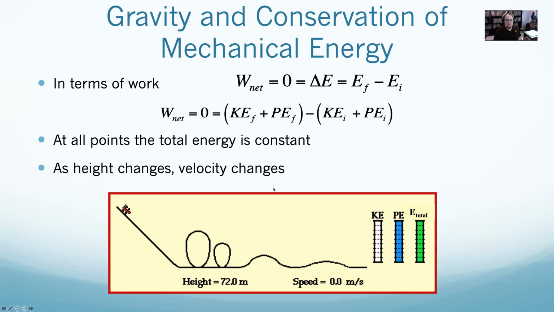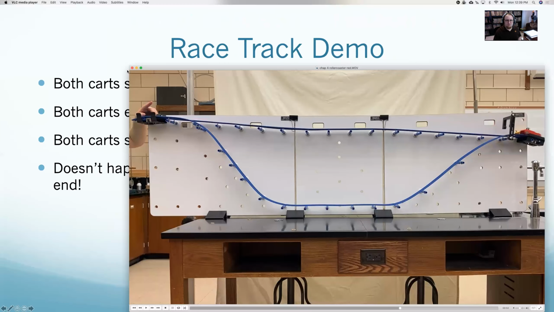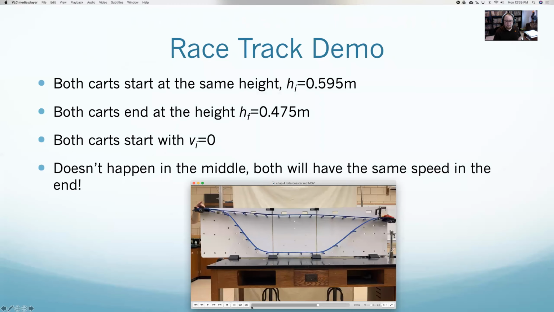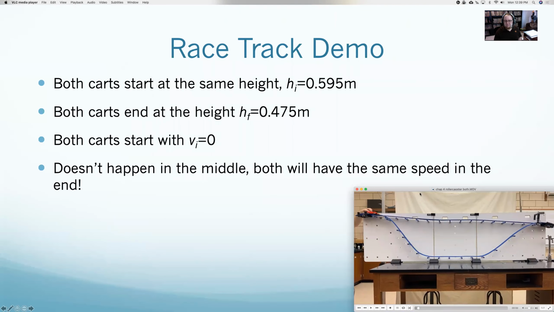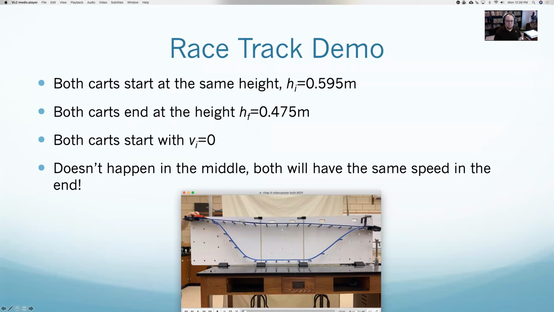Okay, let's go back to my racetrack. So here is the version with both cars. What I did is I measured the height right here. I know it's kind of off the table the way I did this, but I measured it when it was fully on the table the first time. Right now, both of these cars have a height of 0.595 meters above the table. Then they go all the way through, and right when they pass through that photo gate, they have a height of 0.475 meters off the table.